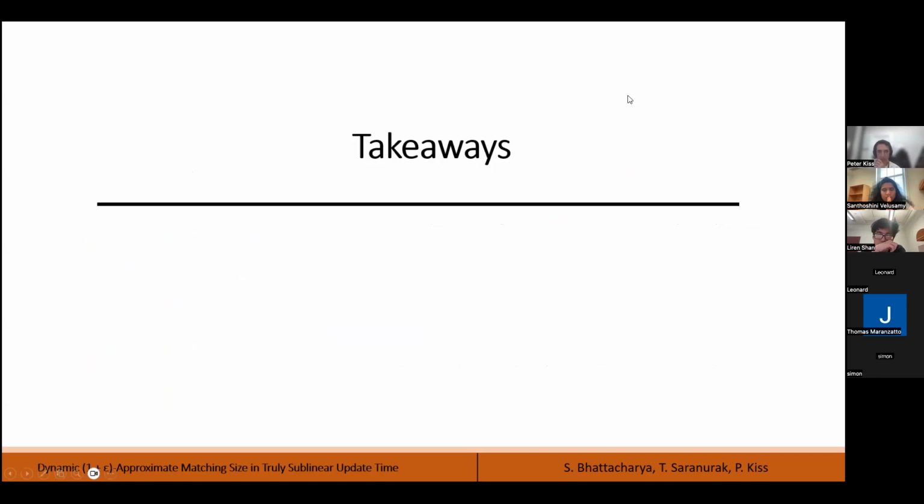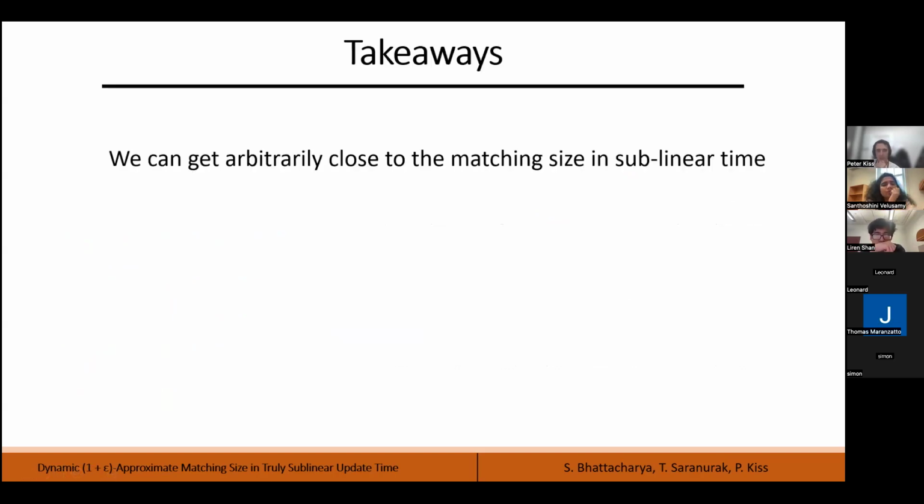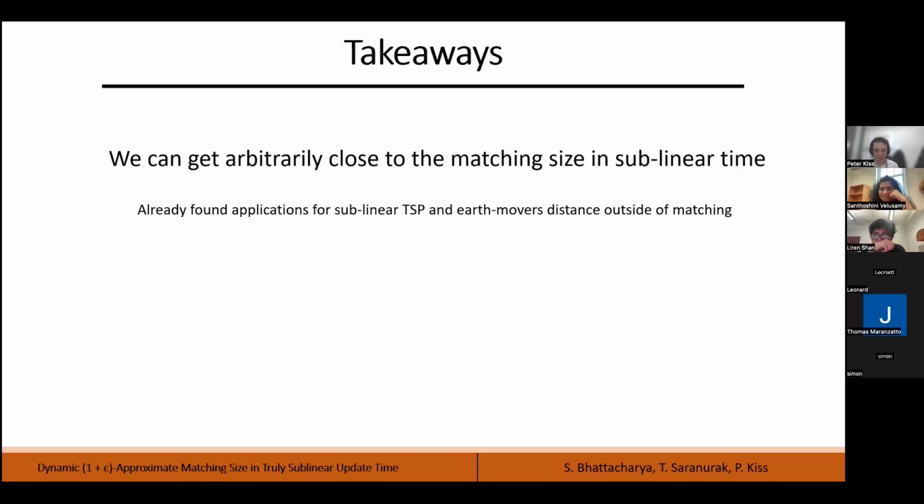Right. So what takeaways would I like you to have from this presentation? Well, obviously, the main result is that we can get arbitrarily close to the maximum matching size in sublinear time, even for general graphs, actually. McGregor's doesn't require the graph to be bipartite, note here. And since the writing of this paper, this has found applications outside of matching. I've checked the citations, and there was already a TSP paper which uses this to get a trade-off, and an Earth mover's distance paper, but don't quote me on what that means, because I'm not sure.